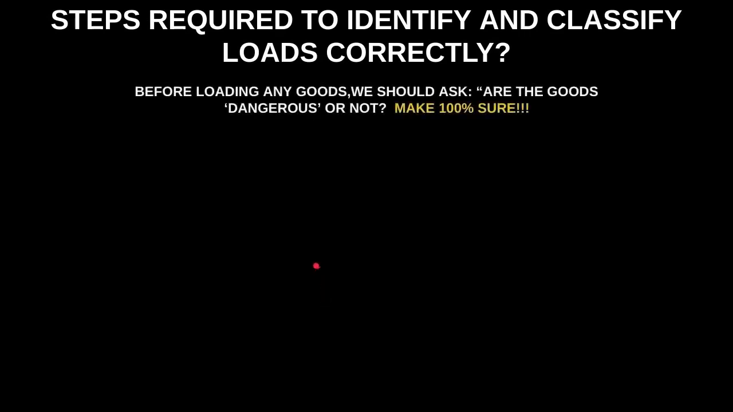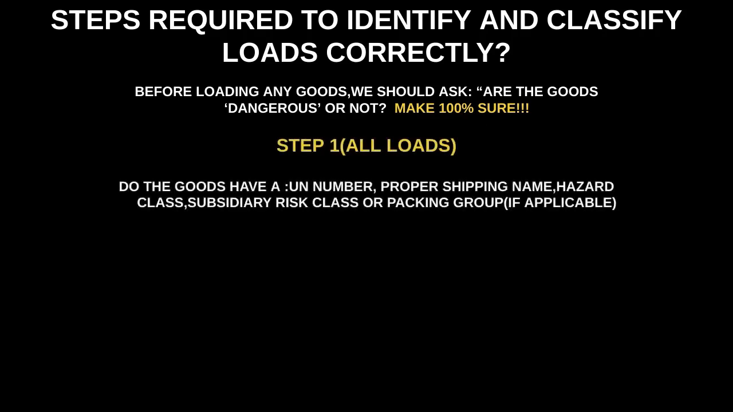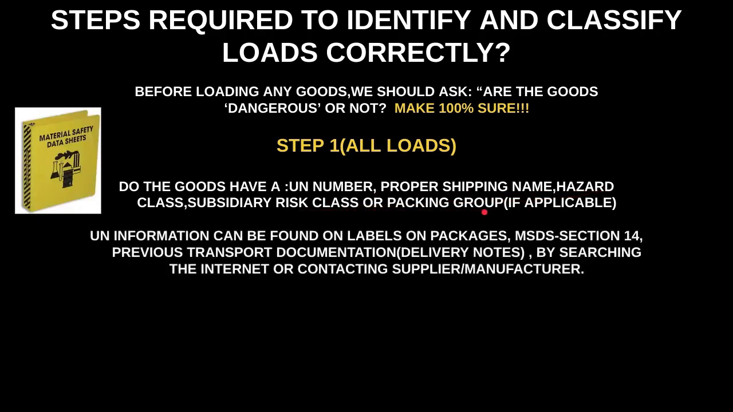The first question we need to ask ourselves before loading any dangerous goods is: are the goods dangerous goods or not? Please make 100% sure. Step 1. Determining if goods are dangerous. Do the goods have a UN number, a proper shipping name, a hazard class, a subsidiary risk class, a packing group? This will help determine whether the goods are dangerous or not.